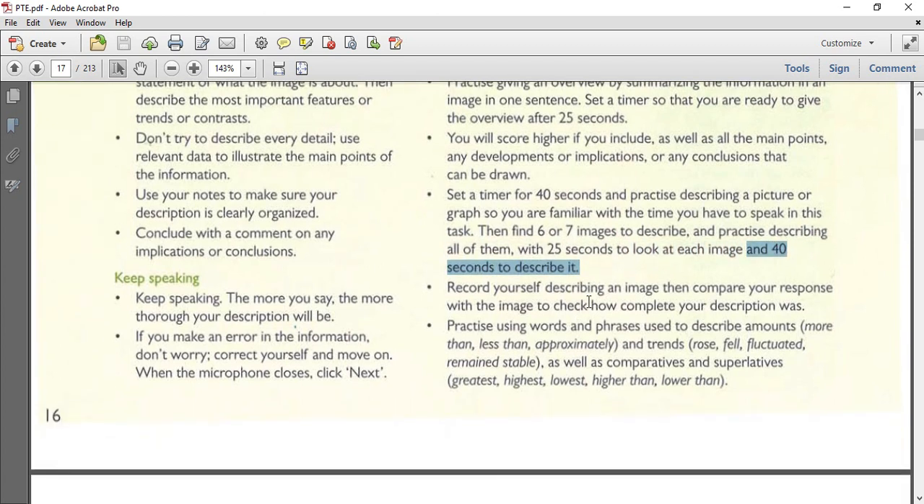Record yourself describing an image, then compare your response with the image to check how complete your description was. Practice using words and phrases used to describe amounts, more or less than, approximately, or trend, rose, fell, fluctuated, remain stable, as well as comparatives and superlatives such as greatest, highest, lowest, higher than or lower than. So these are some of the words that we can use to compare from one graph to another one.